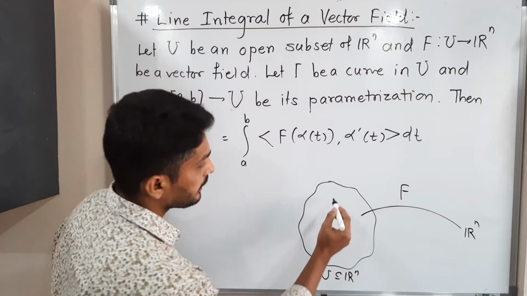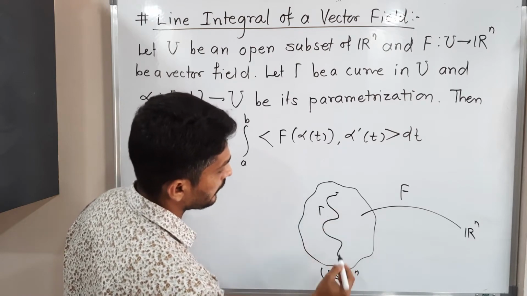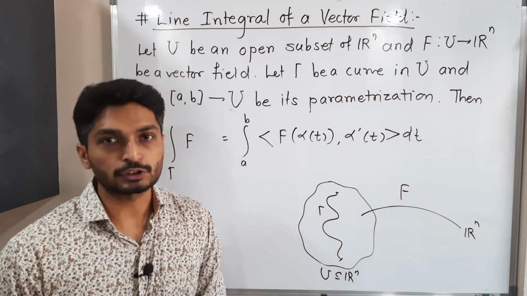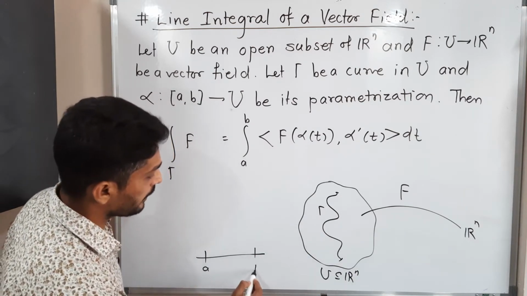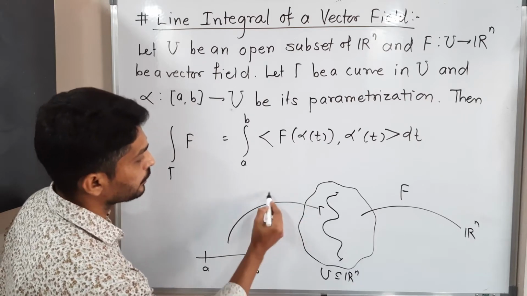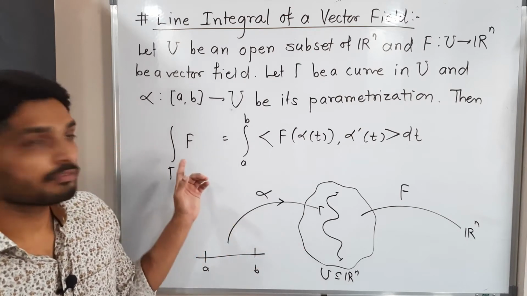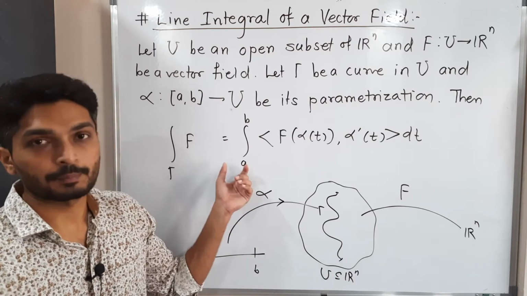Let gamma be any curve in U, and it has some parameterization alpha. So we have alpha, which is defined on the closed interval [a, b] to gamma. This is the parameterization of gamma. Then we can find the line integral of F over gamma in this way.